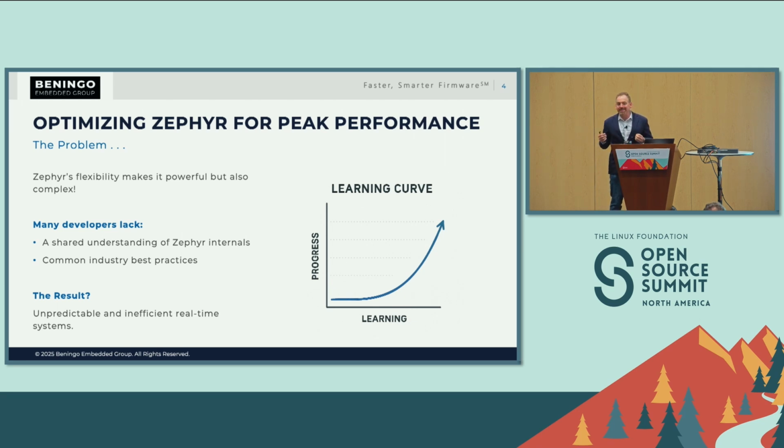But the fact of the matter is, they can. It's just they haven't gone through the learning curve yet to understand what the things are that they need to do in order to work with Zephyr. People sometimes get confused with device tree right off the bat, or Kconfig, or some of the other tools that are available to us. And so what ends up being the core result here is that we can end up with unpredictable and inefficient embedded systems.